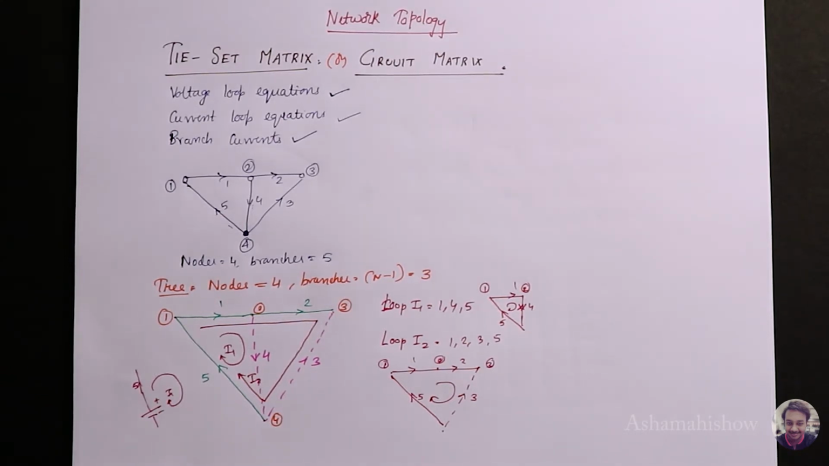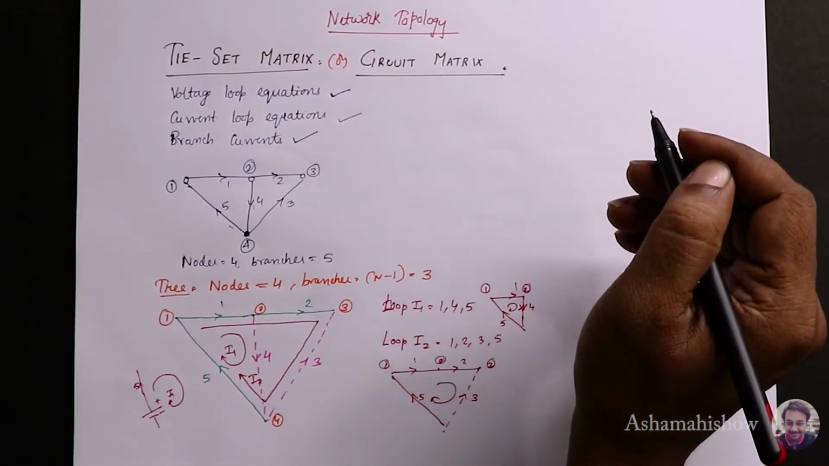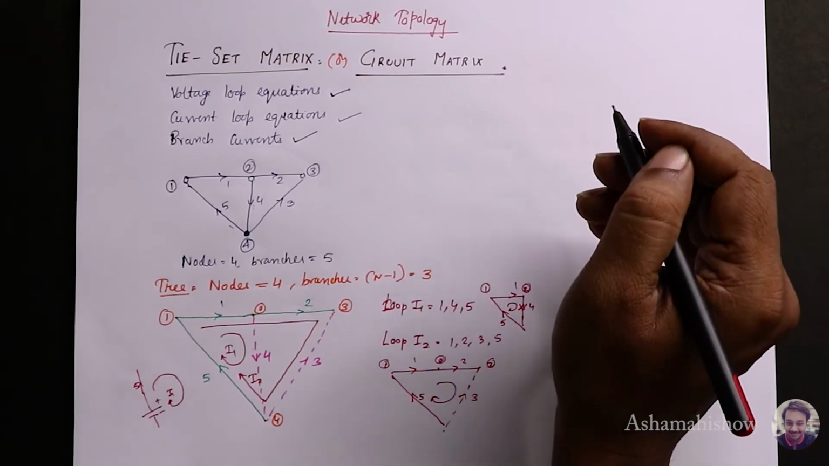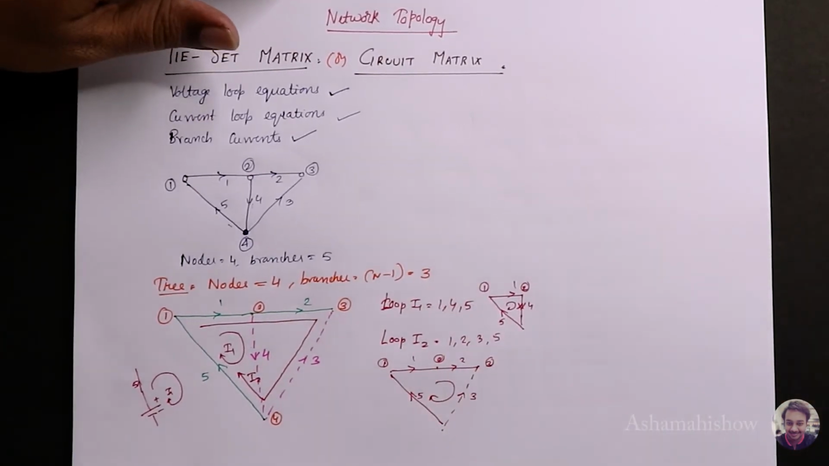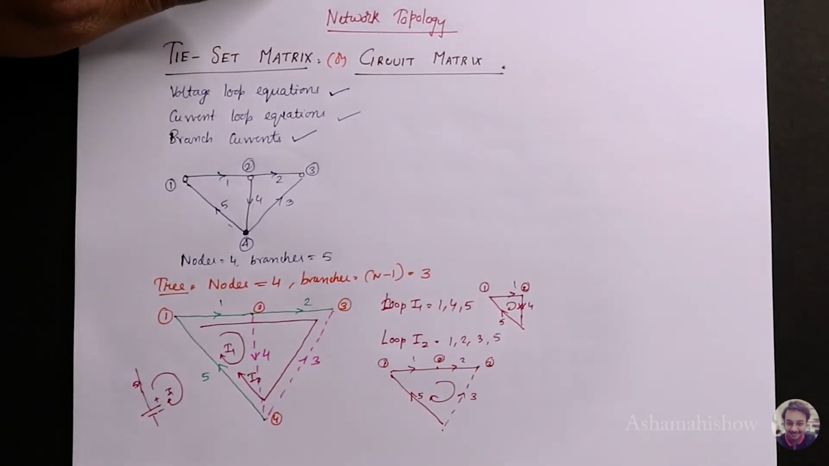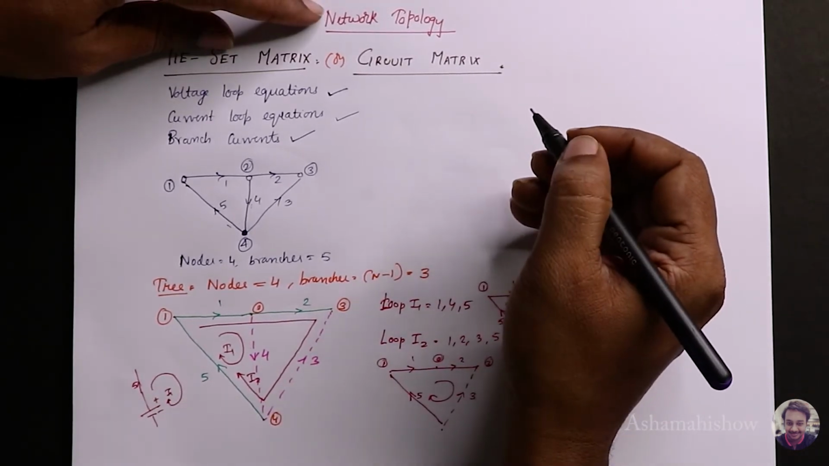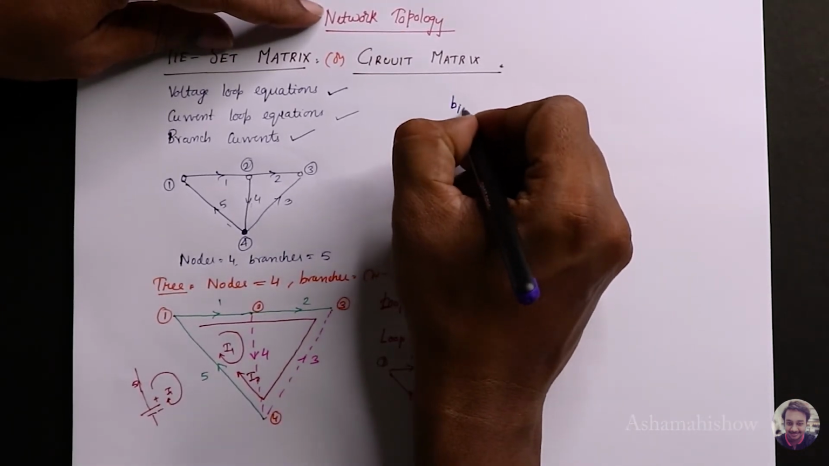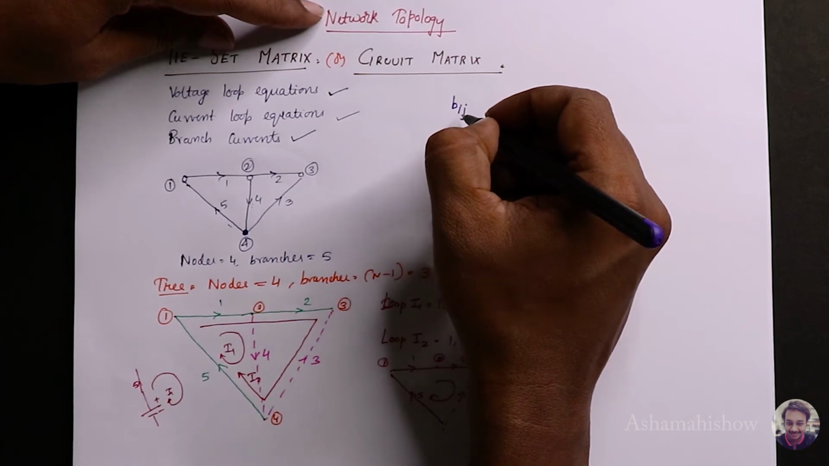Okay, so now we will see the rules. As in the instance matrix, here also we have loops. Instance matrix we are taking as Aij, where I is your node and J is your branch. Here we are taking it as Bij, where I is the loop and J is the branch.